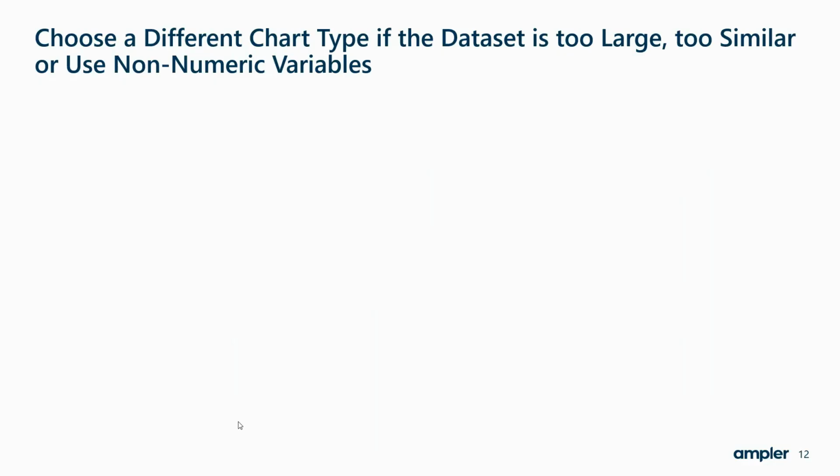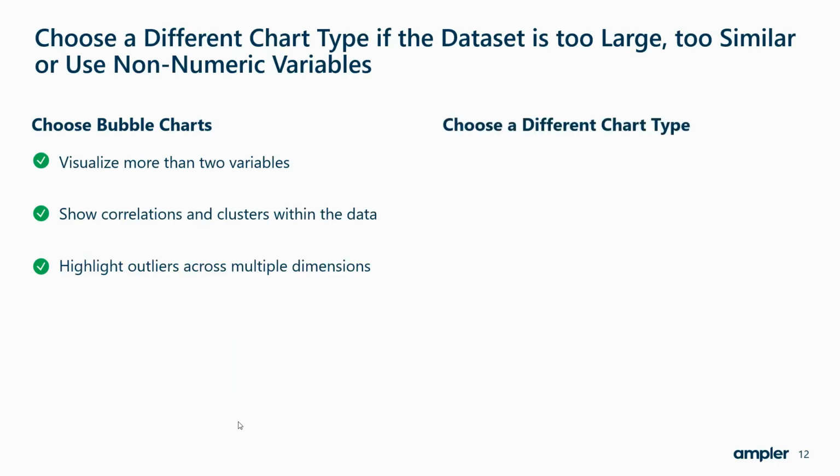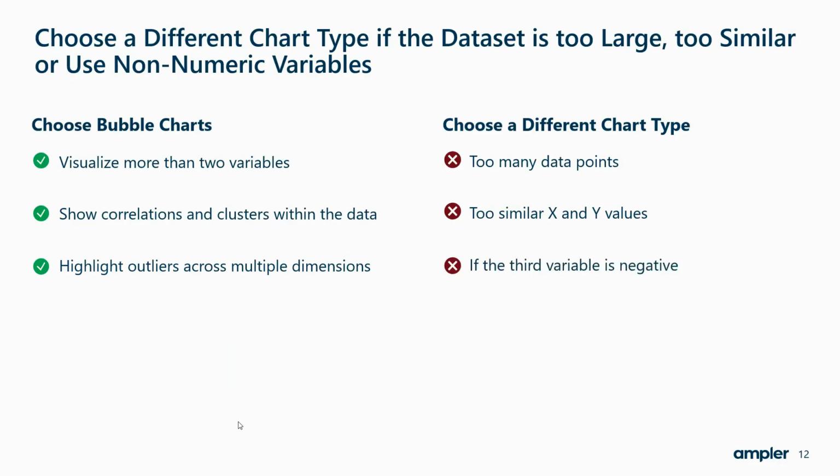Like any other chart, there are some advantages and disadvantages of using a bubble chart. Let's start with when it's a good idea to use these charts. If you want to visualize more than two variables and you want to show correlations and/or clusters of data. They are also useful in order to highlight outliers on multiple dimensions. You should choose a different chart type if you have too many data points and if the bubbles have similar X and Y values, as the chart can get cluttered and hard to interpret. Also choose another chart type if the third variable is negative, as it can be difficult to visualize. Remember, data containing non-numeric variables isn't suitable.